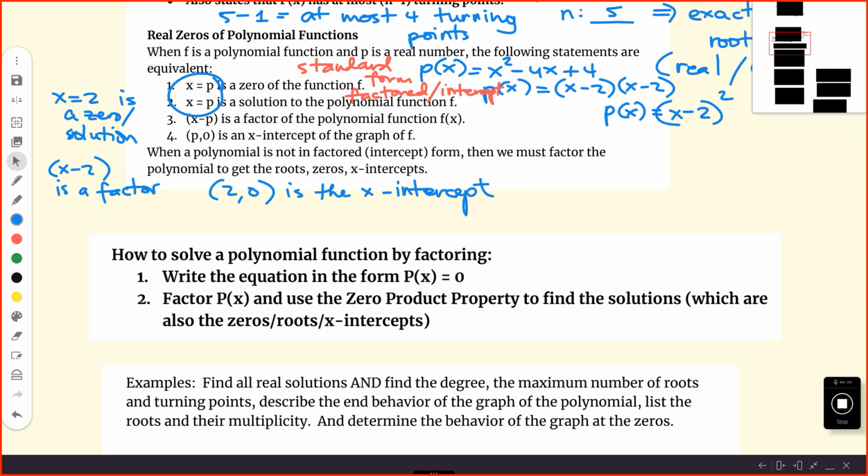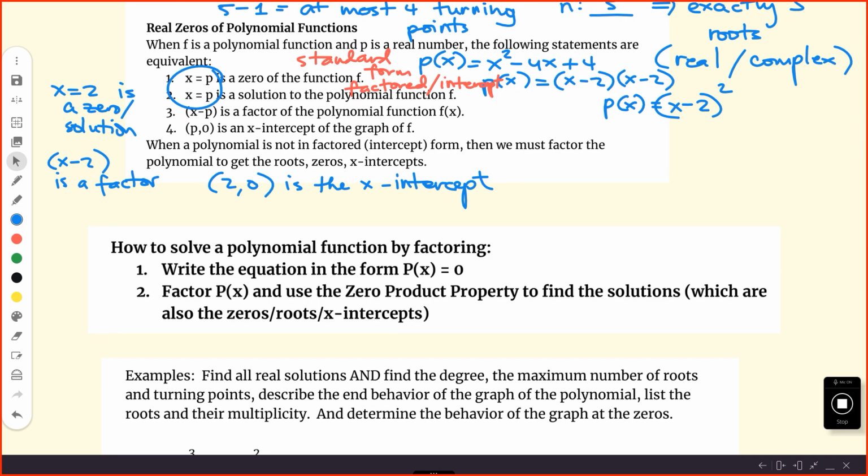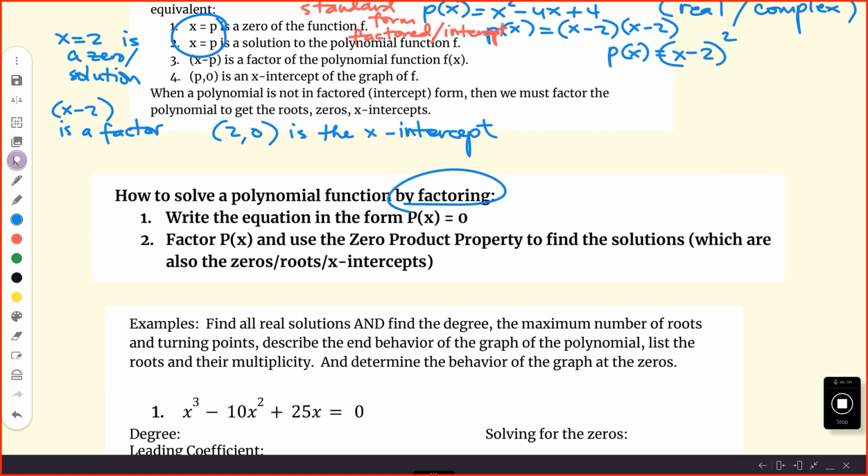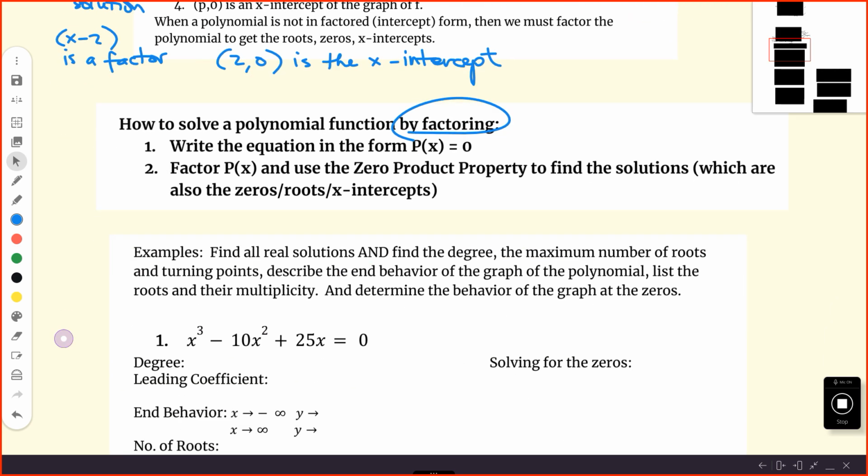All right, so in yesterday's lesson, you were given the polynomial function in the intercept or factored form. But for today's lesson, we will be solving polynomial functions given in standard form. Okay, so that's why I did the factoring review first before this lesson, because we're going to use the factoring techniques. Okay, all right, so before we discuss this, let's go to the example.